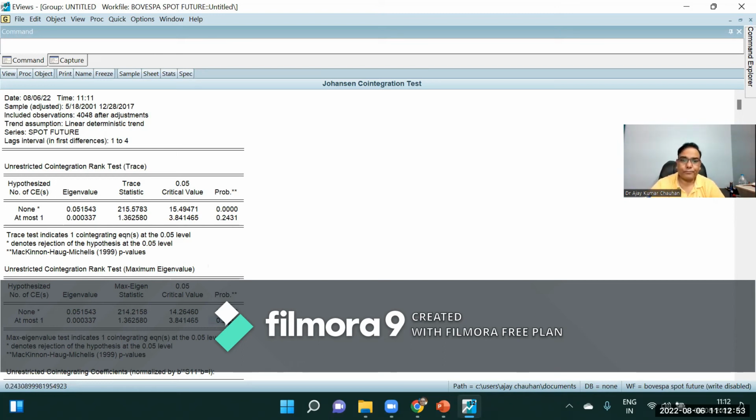Johansen co-integration test will only tell you whether the two series are co-integrating or not. So now we know that the two series are co-integrated. Once we know that, then we can go to VECM. If they are not co-integrated, we can go to VAR, but not VECM. So now we have clarity that both the series are co-integrated.